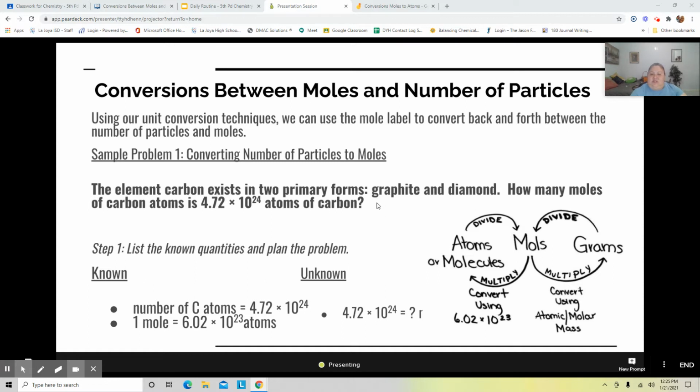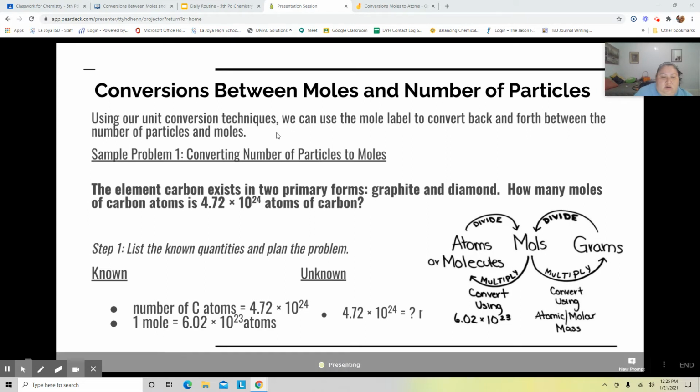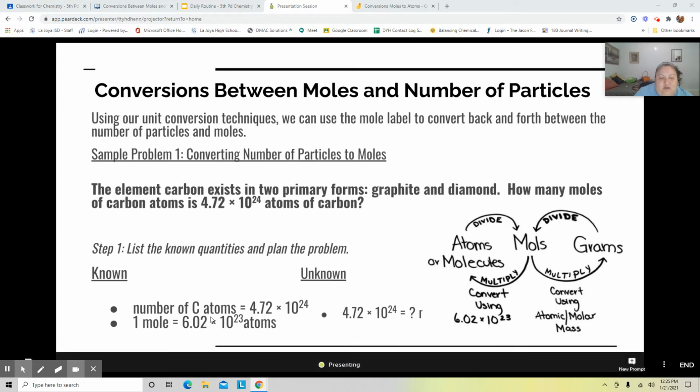So remember, this is your problem, but before you start analyzing the diagram and figuring out, do I divide? Do I multiply? You need to figure out what you know and what you don't know. You know two things. You know the given information. They're giving you the number of atoms of carbon, 4.72 times 10 to the 24th. You also have a second piece of information.